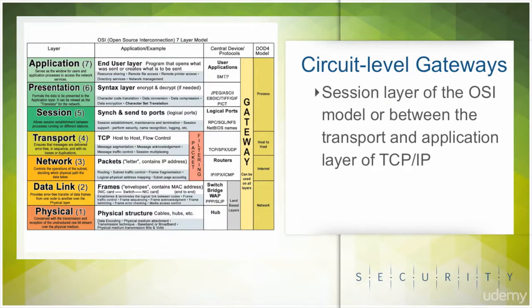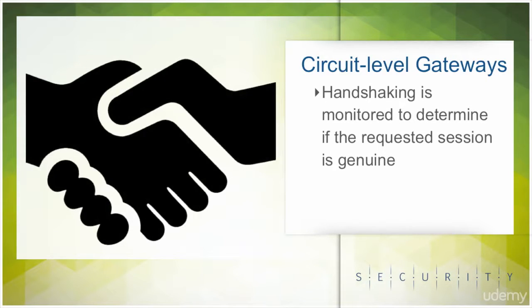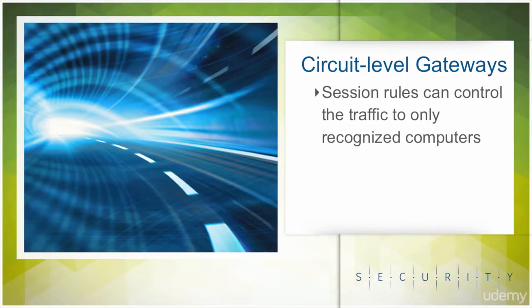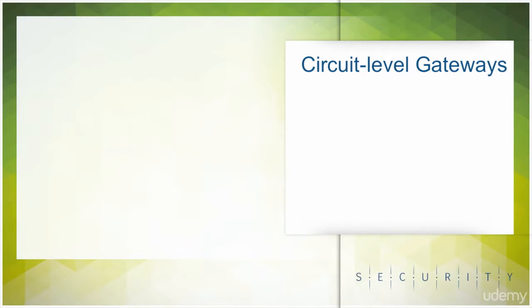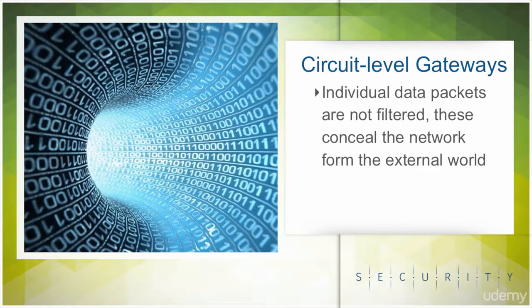That's right. Now, circuit level gateways work at the session layer of the OSI model, or between the transport and application layer of TCP/IP. Handshaking between packets will be monitored to determine if the requested session is genuine. You have session rules, and you can use them to control the traffic to only recognized computers. Any information passed to a remote computer through these gateways appears to have originated from the gateway. The incoming traffic carries the IP address of the proxy or the circuit level gateway. Individual data packets are not filtered. These conceal the network from the external world. These types of firewalls are relatively inexpensive.